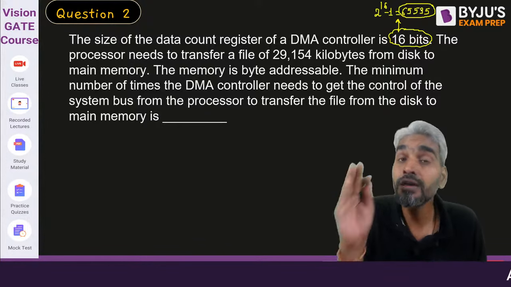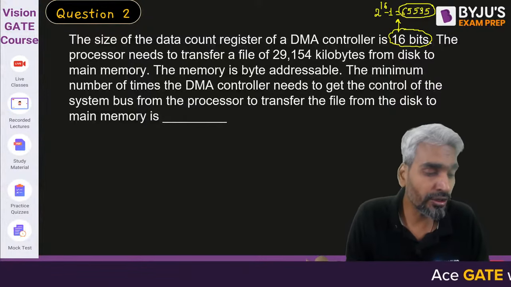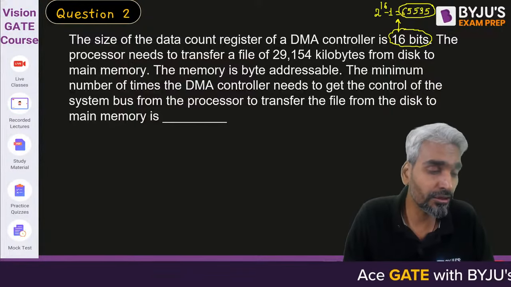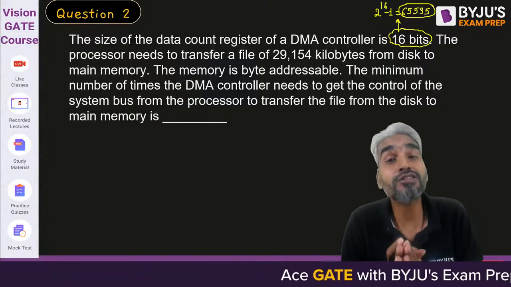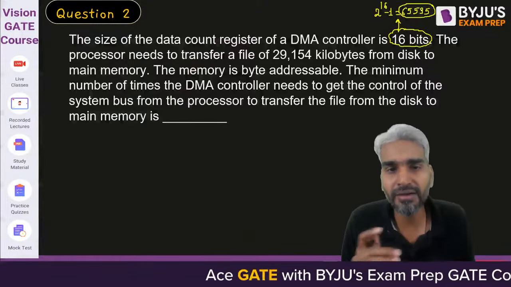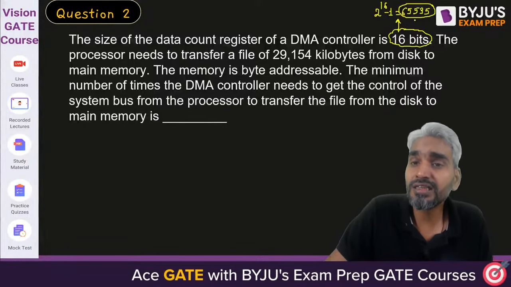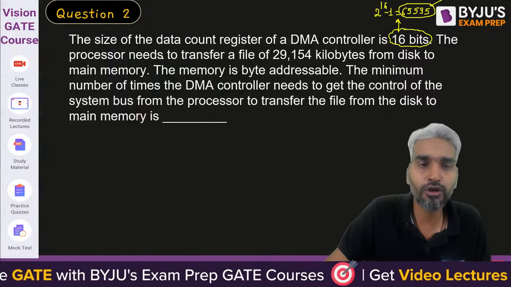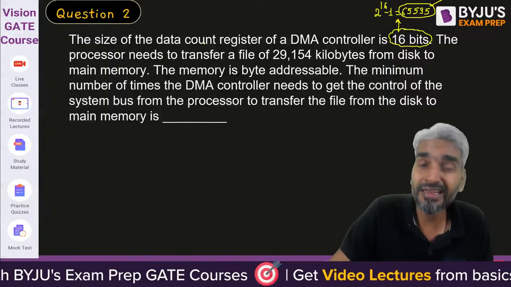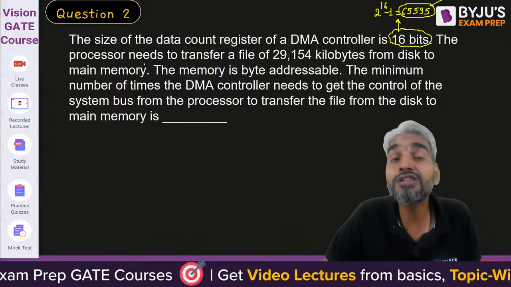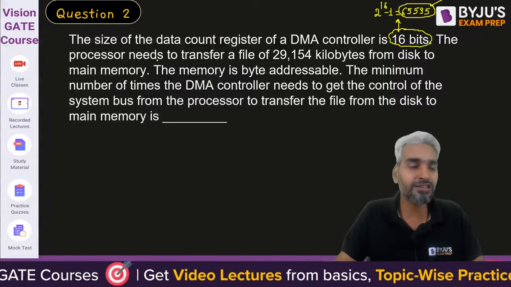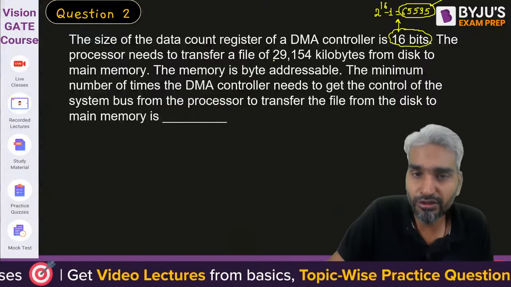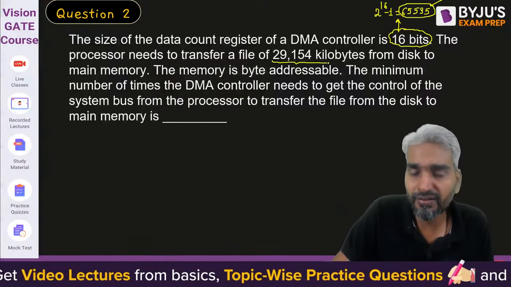That means once the bus is allocated to the DMA, how many bytes of data can be transferred in one DMA operation? 65,535 bytes of data can be transferred in one DMA operation. Now the other information is that the processor needs to transfer a large file. What is the size of the file? The size of the file is 29,154 kilobytes.